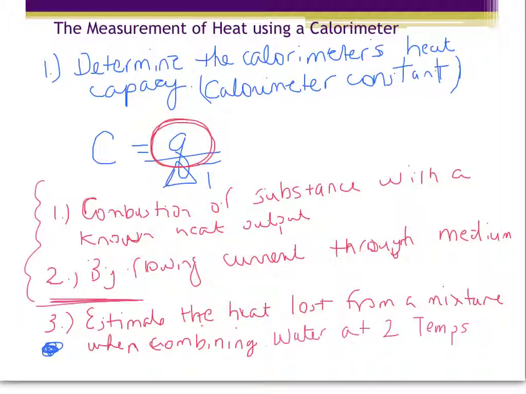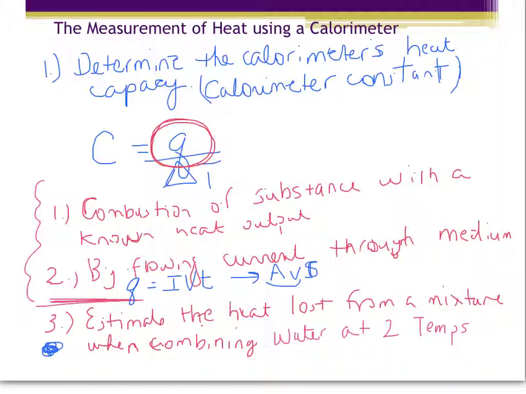One thing that I want to mention here, in number 2, where we say by flowing a current through a medium, I want to give you that equation. If we flow a current I at voltage V for time t, that allows us to get a measurement of Q that we can use to determine our calorimeter constant. And let me give you the units. The units of I are supposed to be in amps, of V in volts, and time should be in seconds.